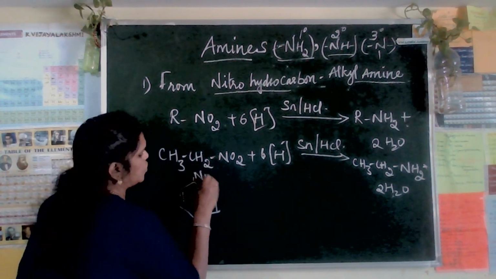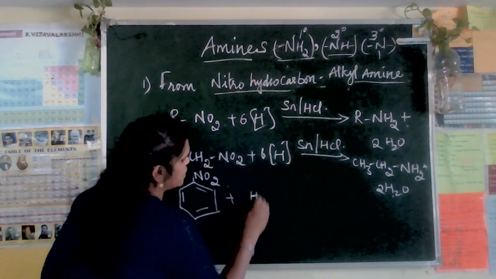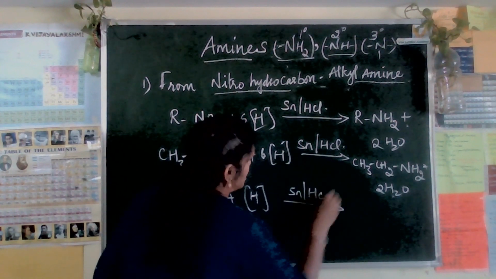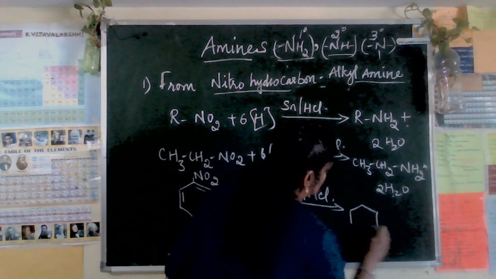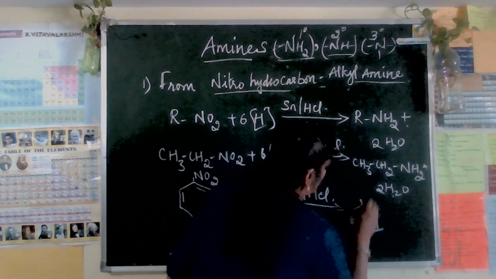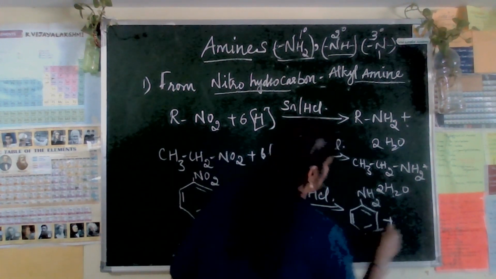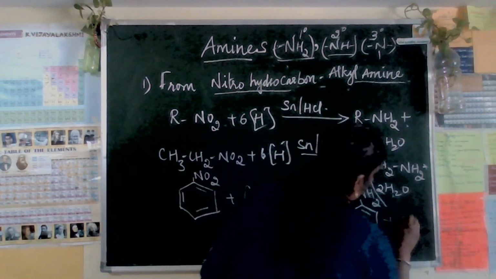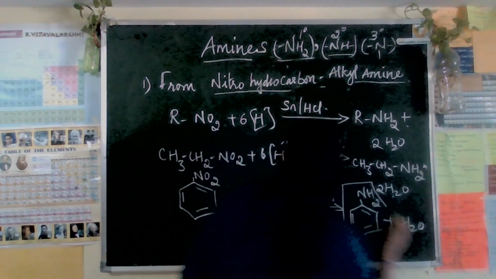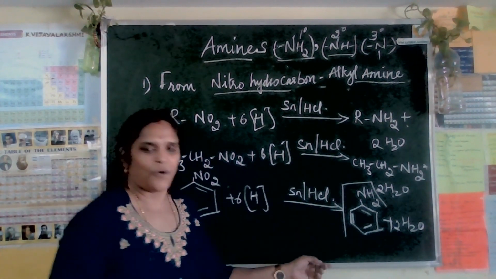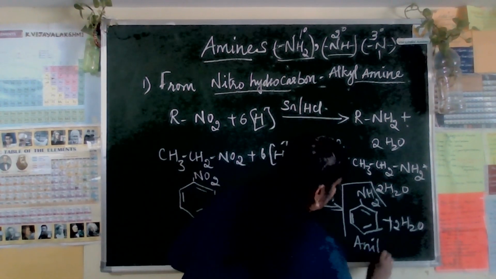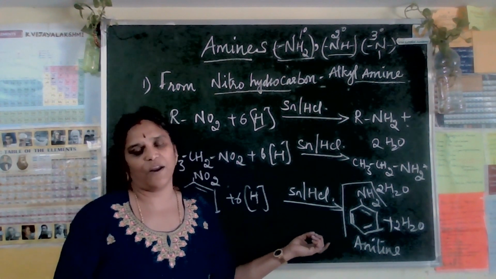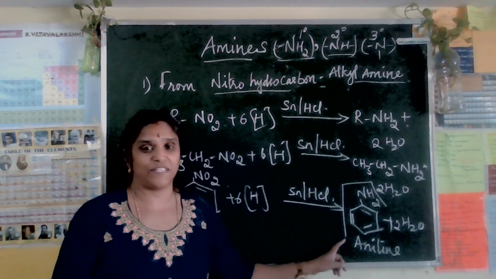The same way you can take any hydrocarbon, whether it is alkyl or aryl, NO2. Nitrobenzene combined with hydrogen, the same idea, Sn bar HCl, you will get aminobenzene, NH2 attached to the benzene ring. What do we call this? This is aniline.